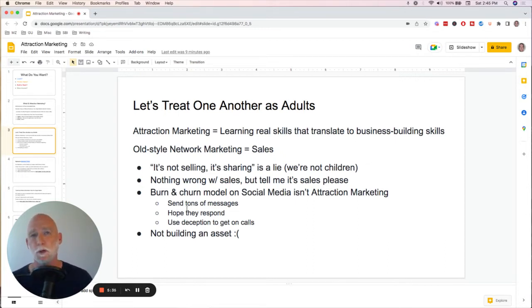And a lot of people, when they get on that call and they learn what it's really all about, it's really not about them. It's about you and your upline trying to make a sale. They feel disappointment. They even feel anger. And now you've just burned that relationship. That's why I call it burn and churn. It's not building an asset, which is what attraction marketing and being a true marketer is all about. So let's get into that.